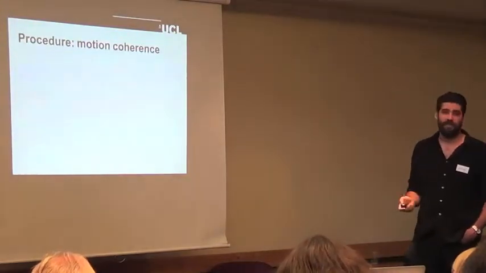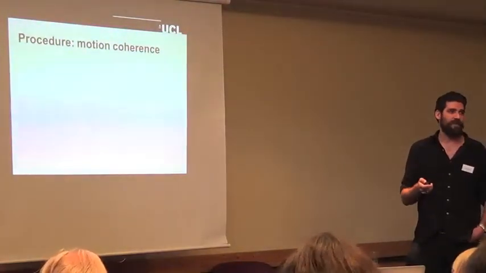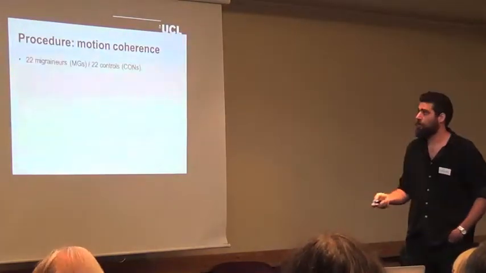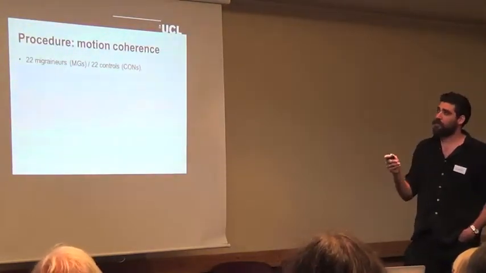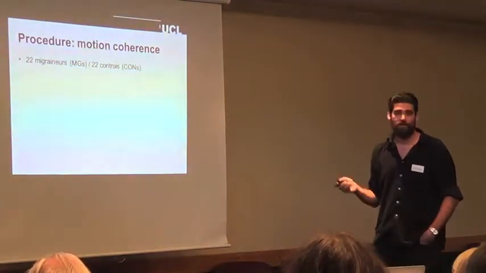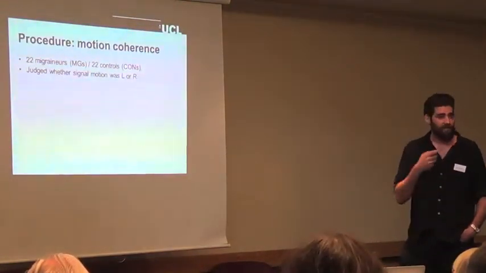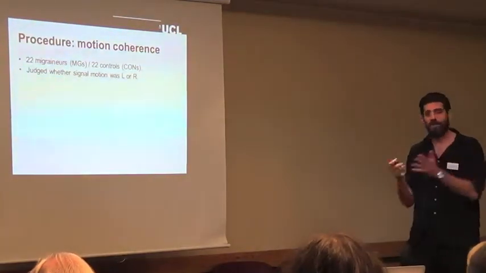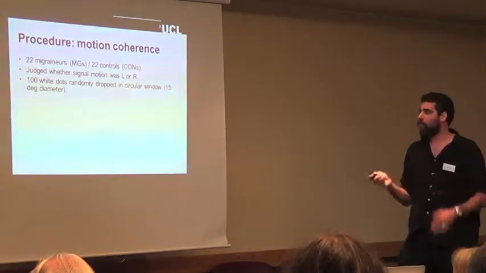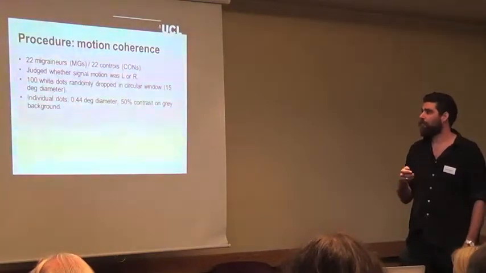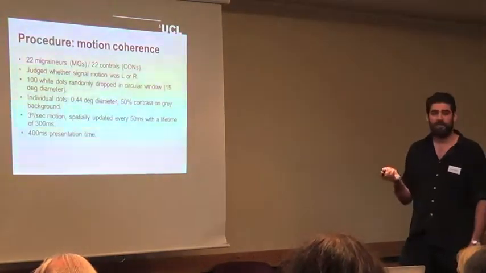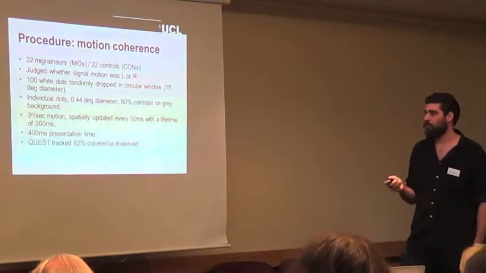Okay, so the first thing we did was we wanted to replicate the finding of elevated motion coherence thresholds in migraine, and I'm just going to whip through this. But basically we had 22 migrainers and 22 controls, age and sex matched, and they had to do the standard motion coherence task where they had to judge whether the signal motion was left or right, with 100 white dots, 50% contrast, and the motion was at 3 degrees per second. The stimulus presentation time was 400 milliseconds.